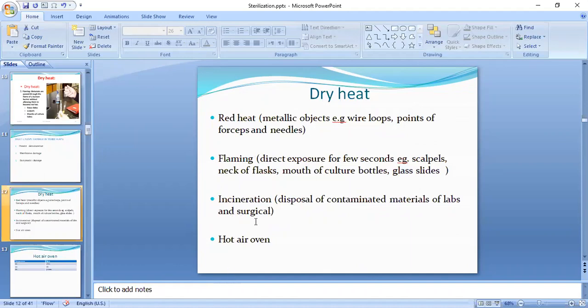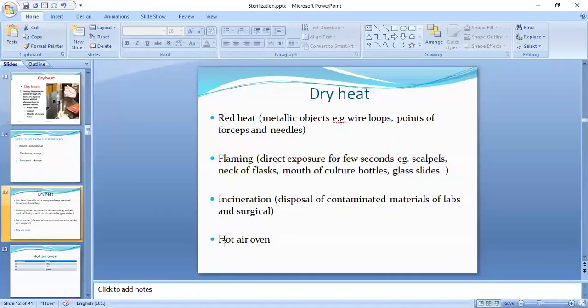And the third one is incineration. What is incineration? That is the disposal of the contaminated materials of the labs and surgical waste material, that is incinerated. Incinerate means to burn; the waste material we burn.